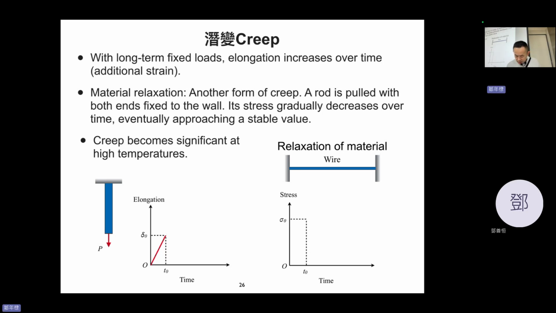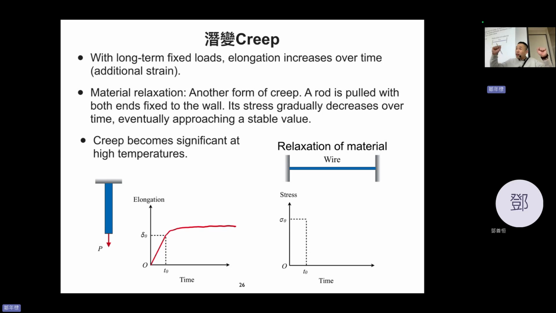Sorry. And then it will kind of saturate. All right. So it's kind of... make it even. You don't change the weight, it will still have a longer delta. Okay, or if you fix a wire between two walls, you can see that the elongation won't change because you fix two ends, right? But the stress in this wire will decrease.